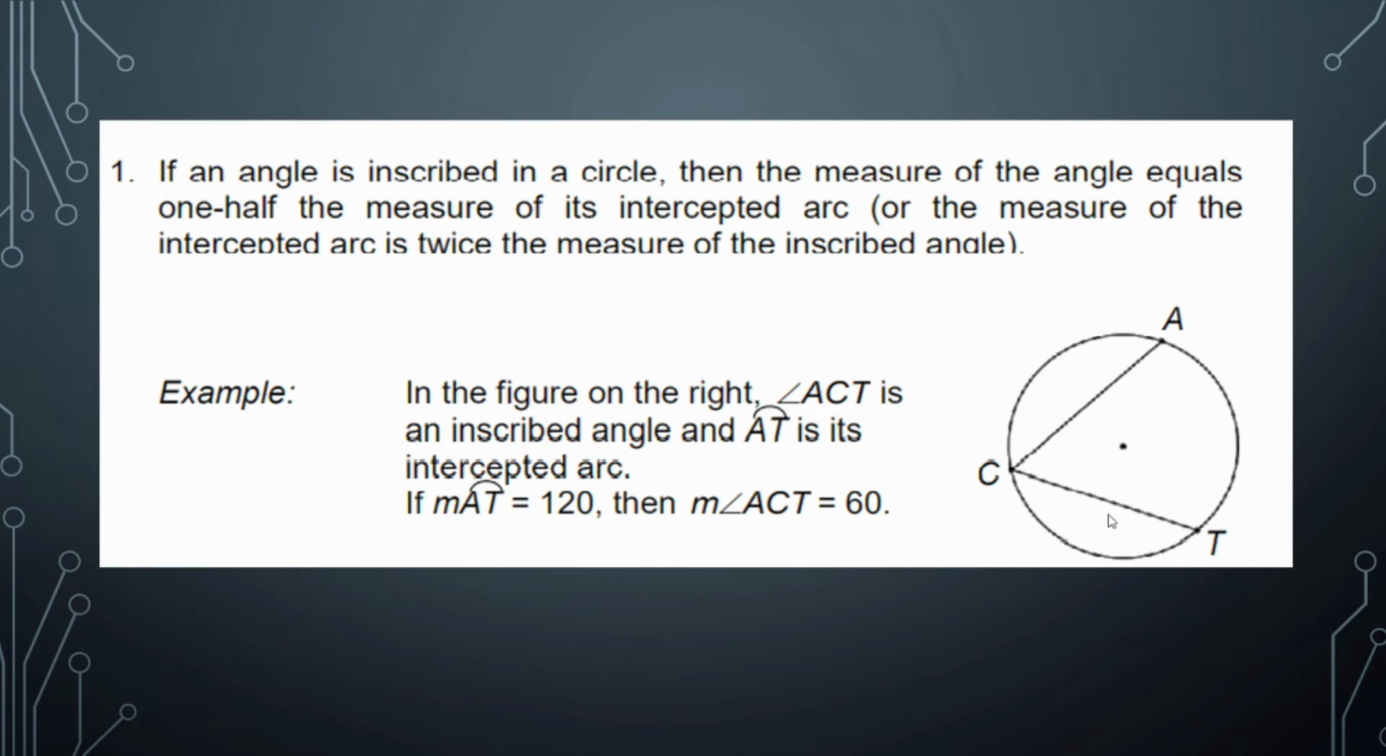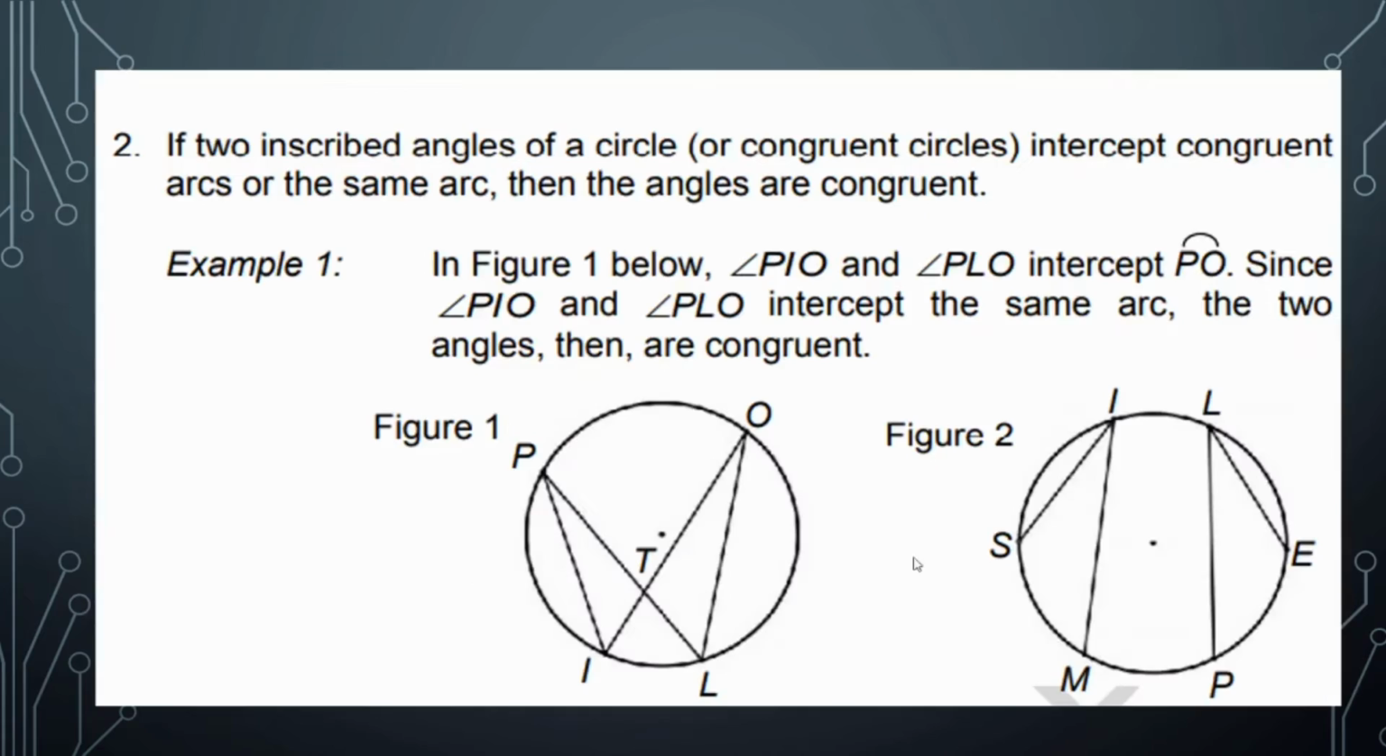So, angle ACT is an inscribed angle. The intercepted arc is arc AT. So, if the measure of arc AT is 120, therefore the measure of angle ACT is 1/2 of the measure of arc AT. So, 120 divided by 2 is 60. So, that is the measure of angle ACT.